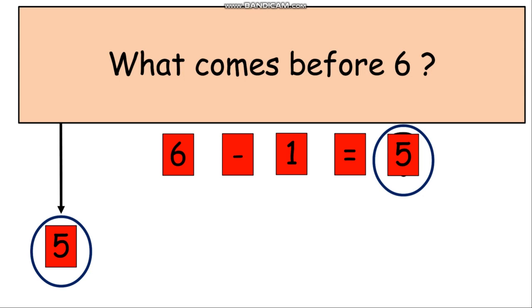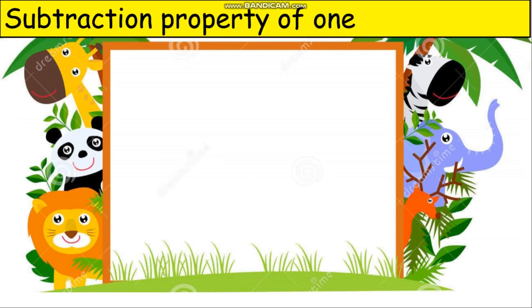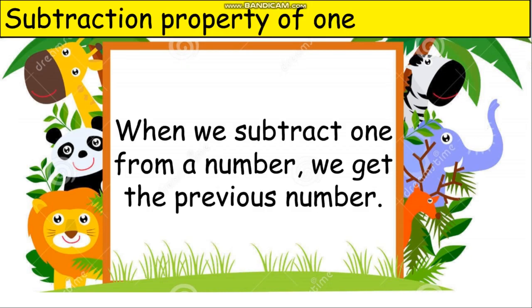So we can say that when we subtract 1 from a number, we get the previous number. यानी कि before. ठीक है? So we get the previous number. This is called the subtraction property of 1. Okay, children? This is the subtraction property of 1.